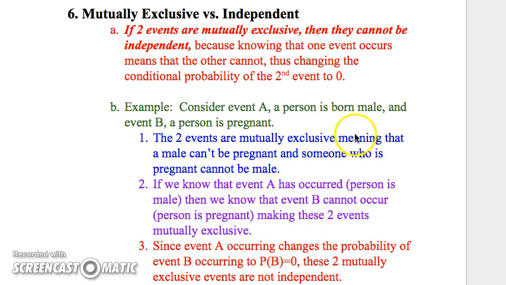So for mutually exclusive events: A, a person is born male, B, a person is pregnant. They're mutually exclusive. A male can't be pregnant, and someone who is pregnant cannot be male. So if we know event A has occurred, that a person is male, then we know that they cannot get pregnant. So those two events are not independent because they're mutually exclusive. The probability of event B becomes 0.